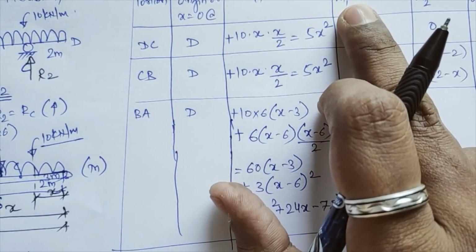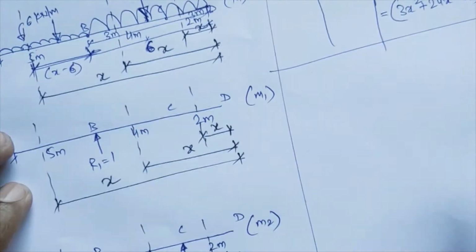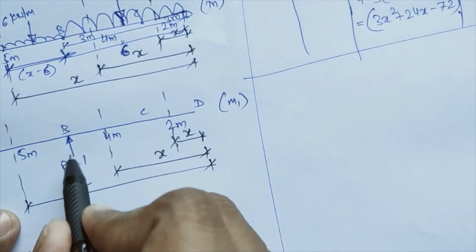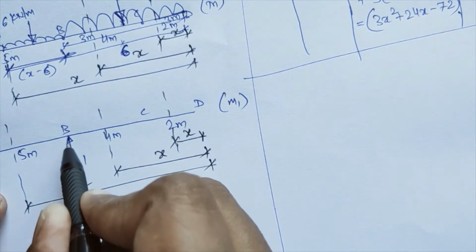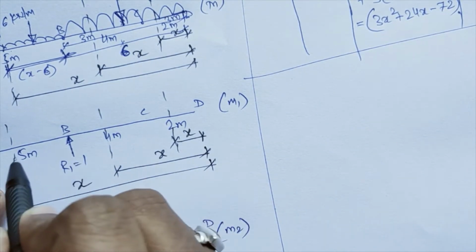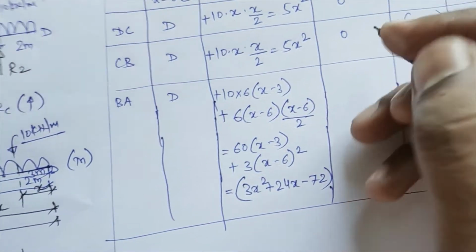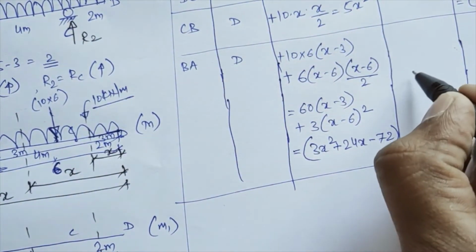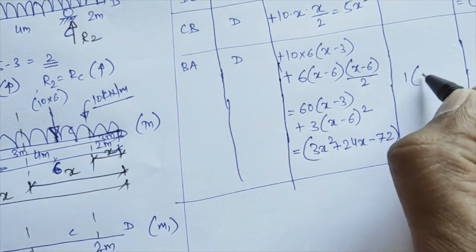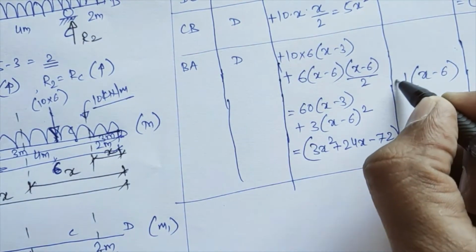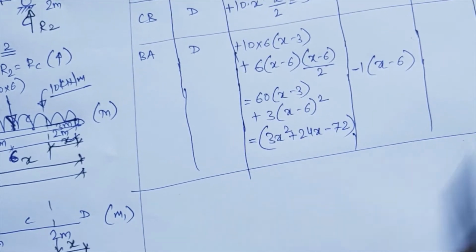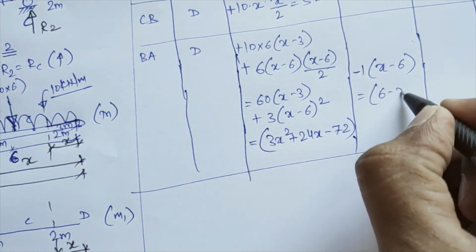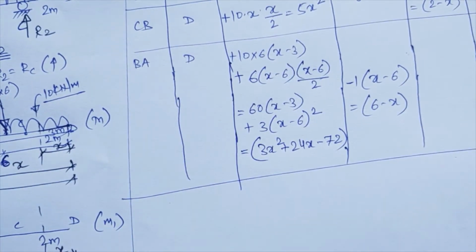Now in the same way you have to pass this section in the M1 and M2 moment diagrams also. So here I am having this section, again loading of 1 is here. So the lever arm for this will be 1 into x minus 6. That will be your anti-clockwise, so this will come negative over there. So if you solve for this, I'll get 6 minus x, right?